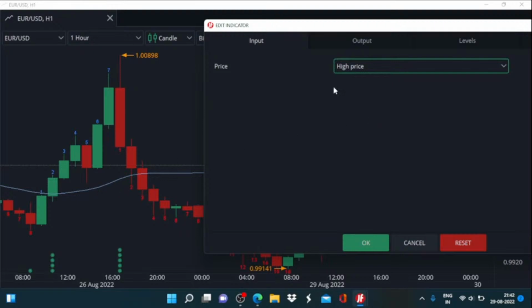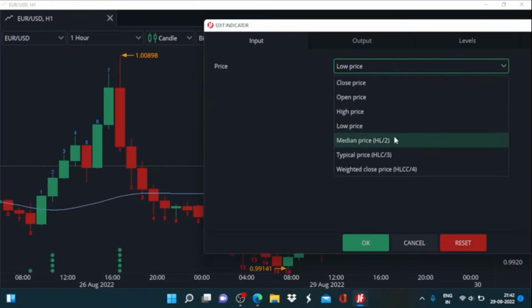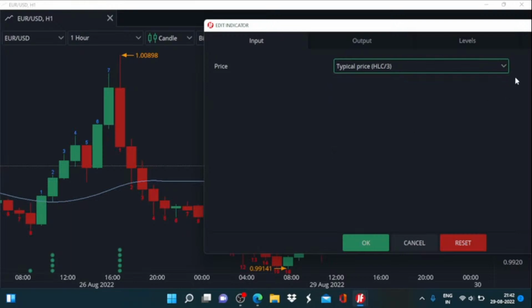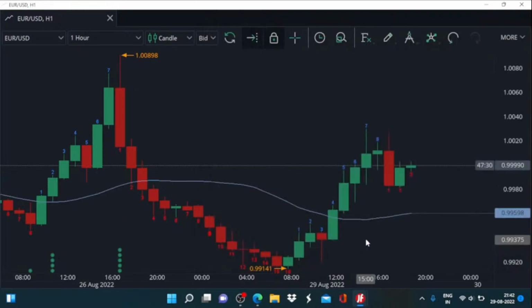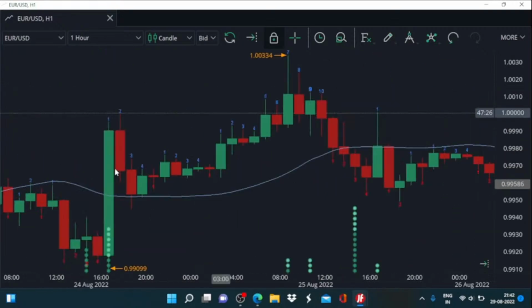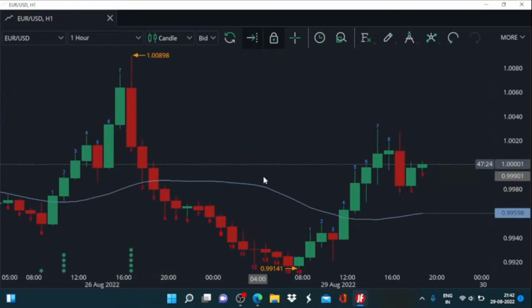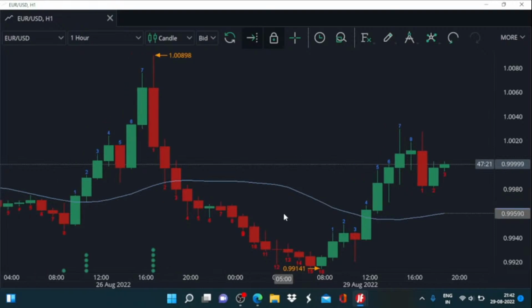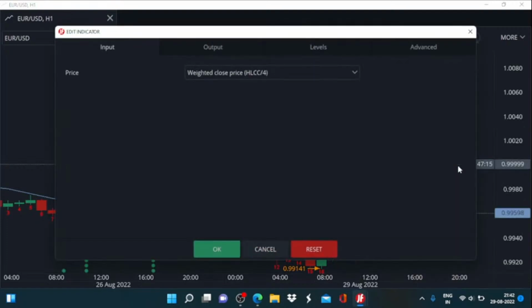Now, high price, it will naturally shift on the higher side. Lower price, this trend line shifts on the lower side. Median price in between, typical price, and then we provide more weightage to the closing price. So this is a lot smoother compared to the earlier versions, as we have given more weightage to the closing price. So the fluctuations are being averaged out, and twice the weight is being given to the closing price.